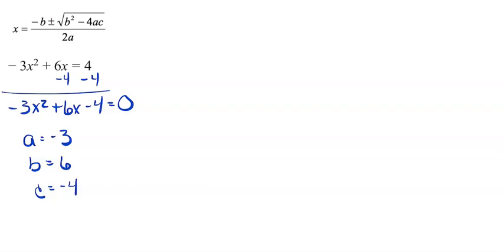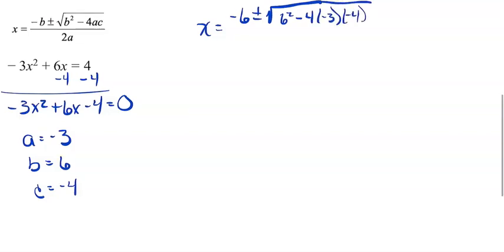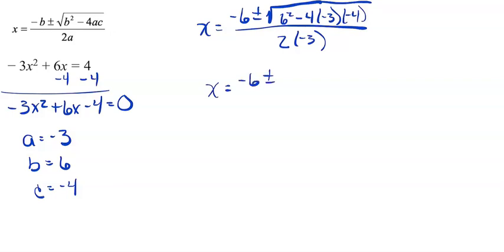I'm going to go ahead and plug that in, or substitute it in. So x equals negative b, so negative 6, plus or minus the square root of b squared, which is 6 squared, minus 4 times a, negative 3, times c, negative 4, all over 2 times a, which is negative 3. So x equals negative 6 plus or minus the square root of 36.